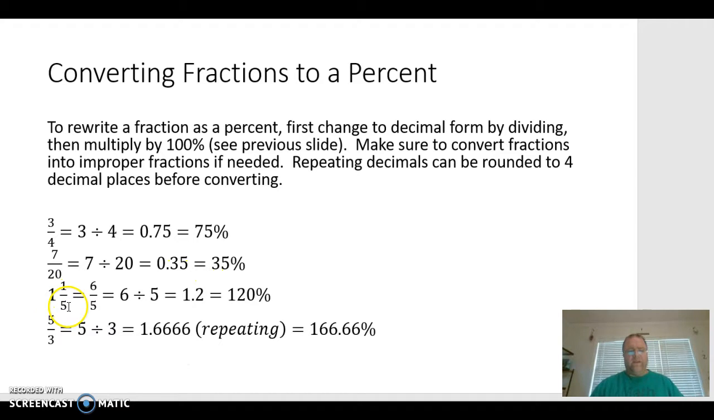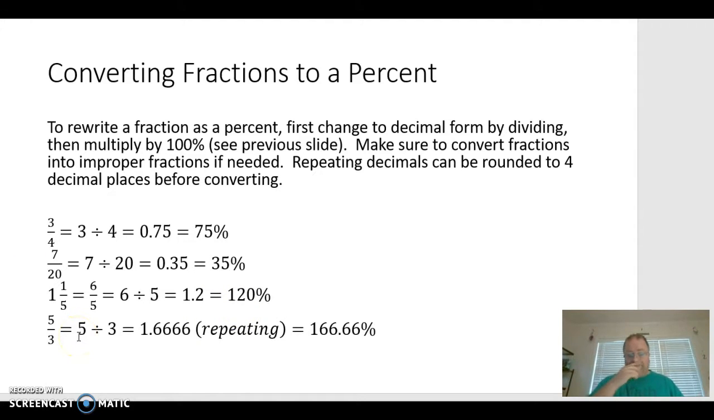1 1/5, we can convert that to an improper fraction by multiplying the whole number here by the denominator, adding the numerator, and putting it over the denominator. So 1 times 5 is 5, plus 1 is 6 over 5. That's how we got the 6 over 5 here. Then we divide 6 by 5 to get 1.2. Then we move the decimal places 2 to the right to get 120%.